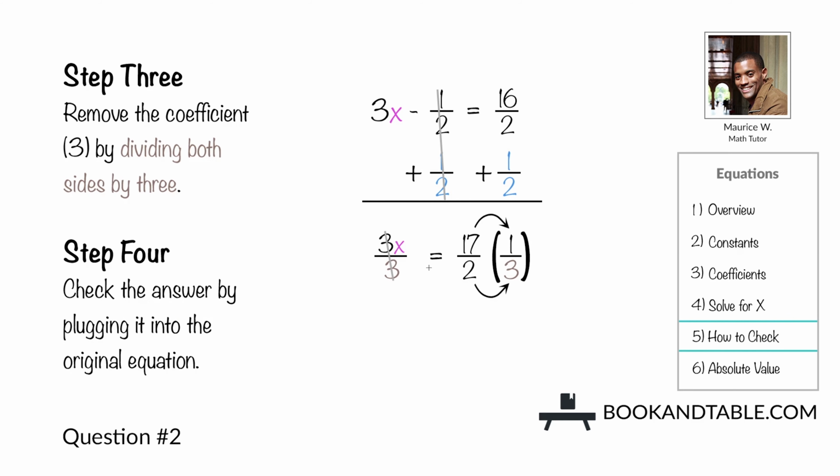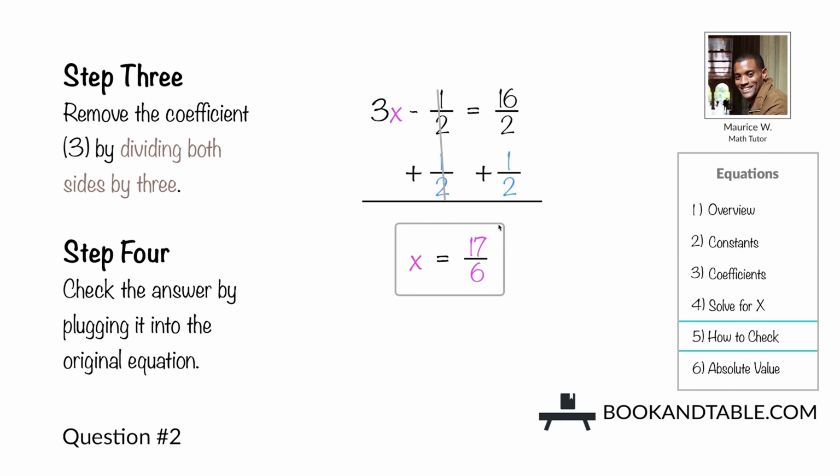And now step 3, to remove the coefficient 3 from the x, we divide the left side by 3, and that is the same as multiplying both sides by 1 over 3. So that leaves us with x on the left side, and on the right side, 17 times 1 is 17. 2 times 3 would give us 6. So our final answer is x is equal to 17 over 6.